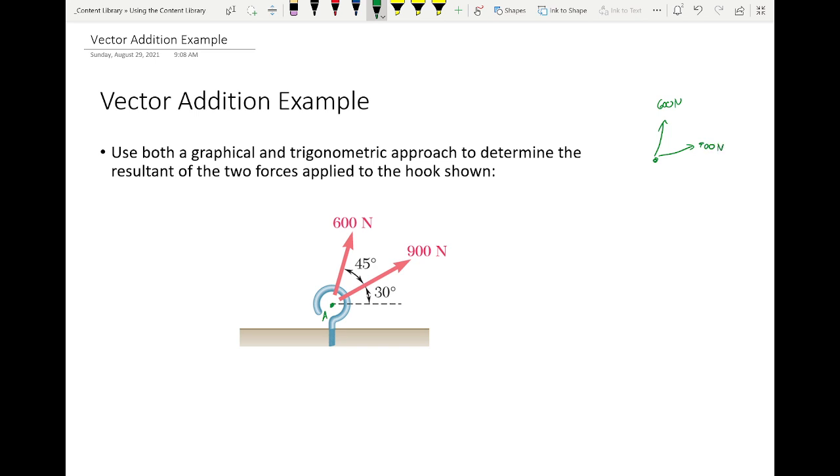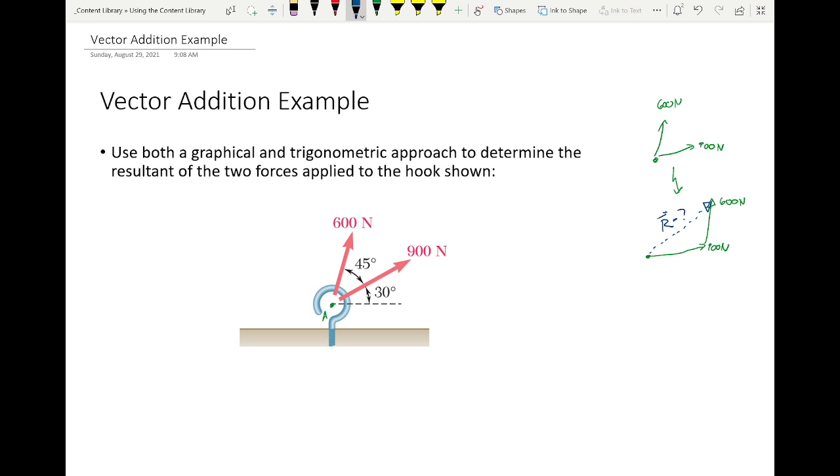Now, if you remember, we can stick those vectors on top of one another in that tip-to-tail fashion. So I'm going to do that. Let's do the 900 newtons, and then we'll stick the 600 Newton vector on top of it like that. Again, that tip-to-tail fashion. The idea is to figure out what is going on with that resultant.